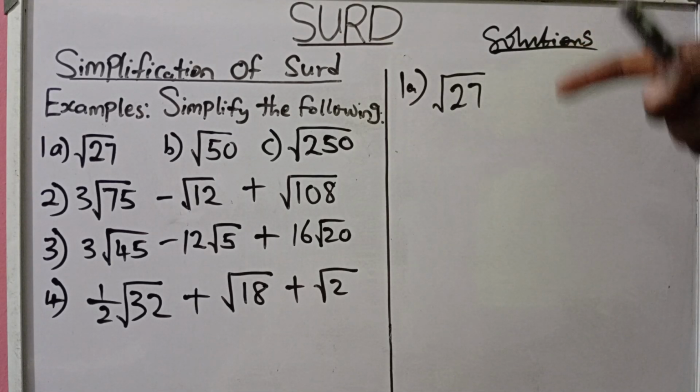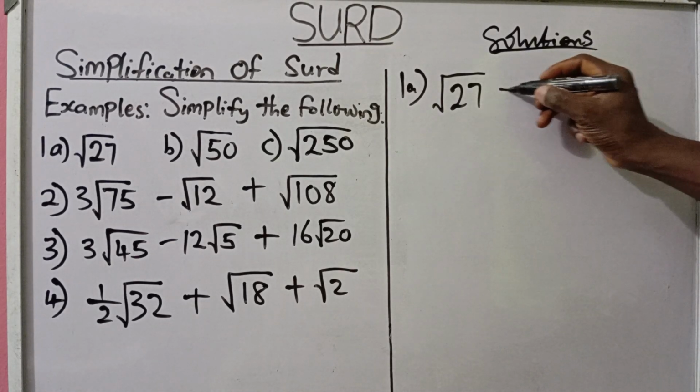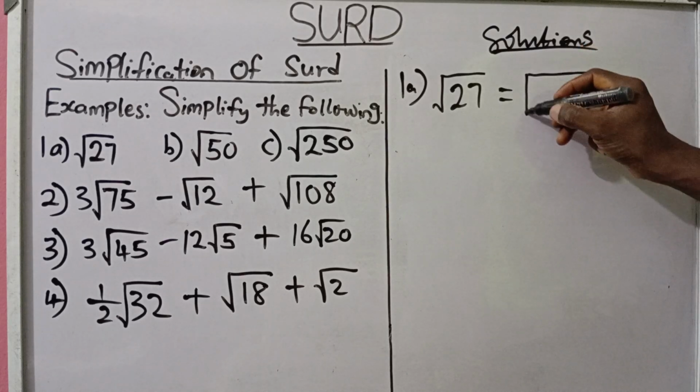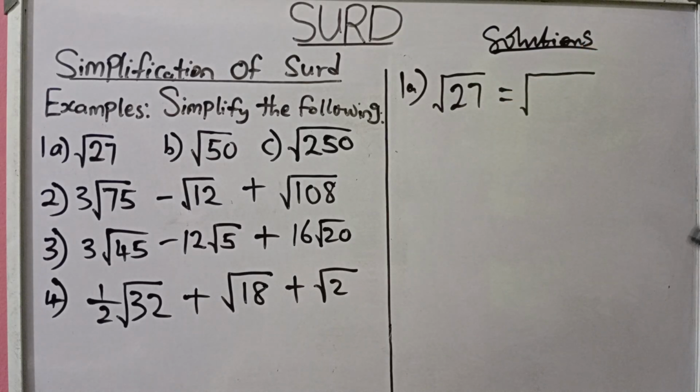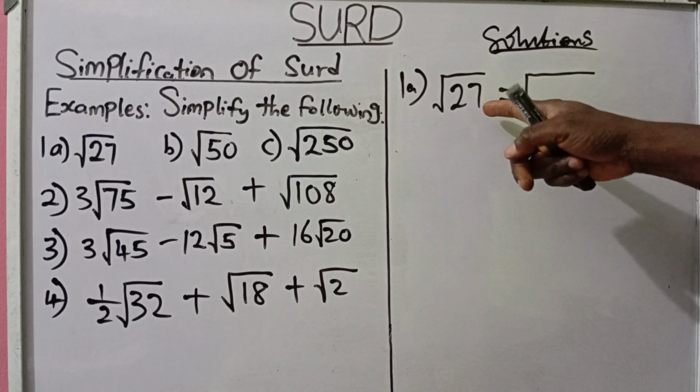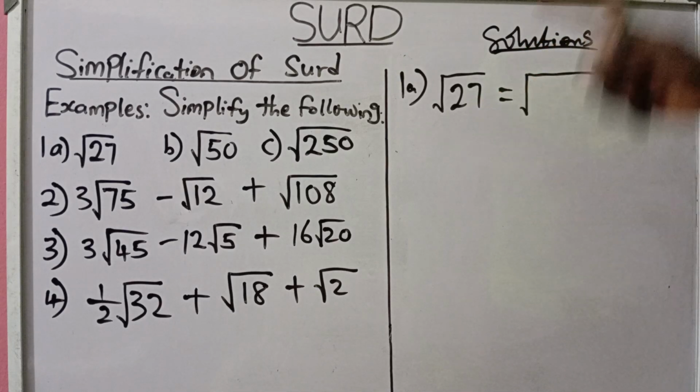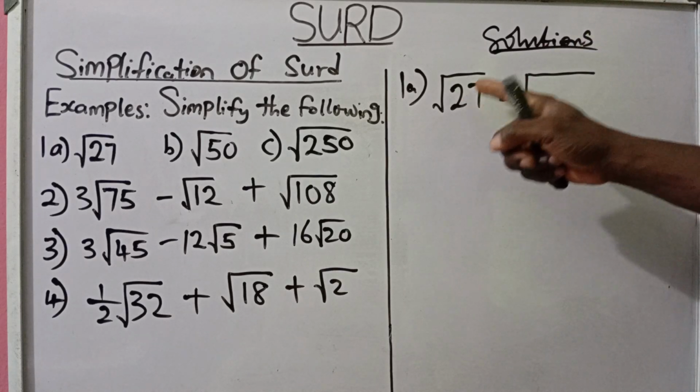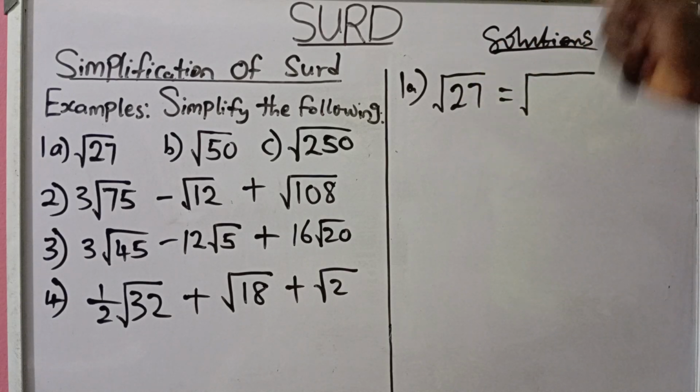Yes. Look at the idea. The idea is that in this particular surd 27, we should get two factors of 27 whereby one of those factors must be a perfect square. Recall, perfect square.